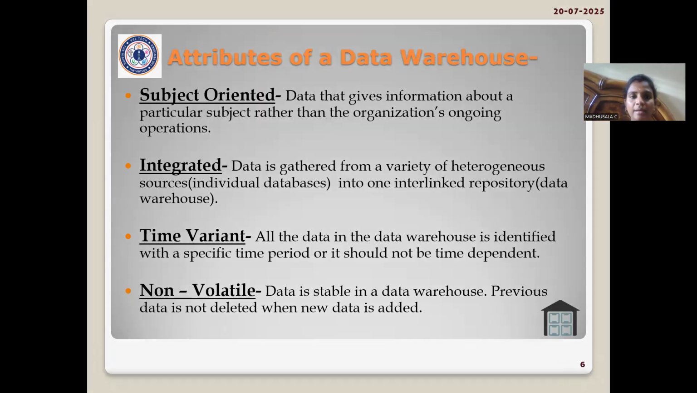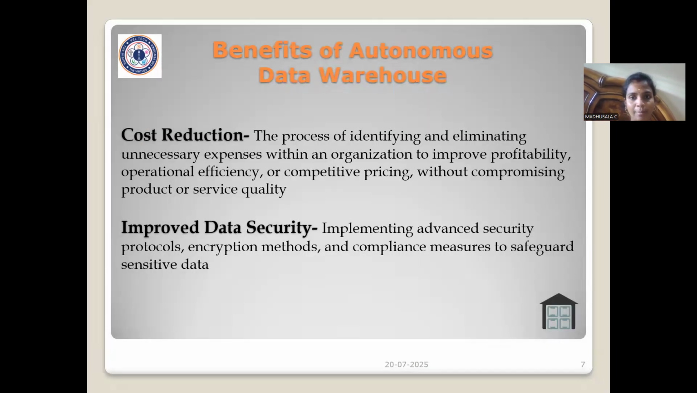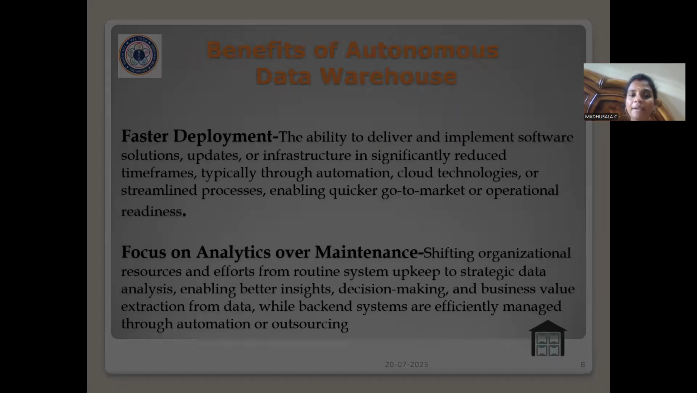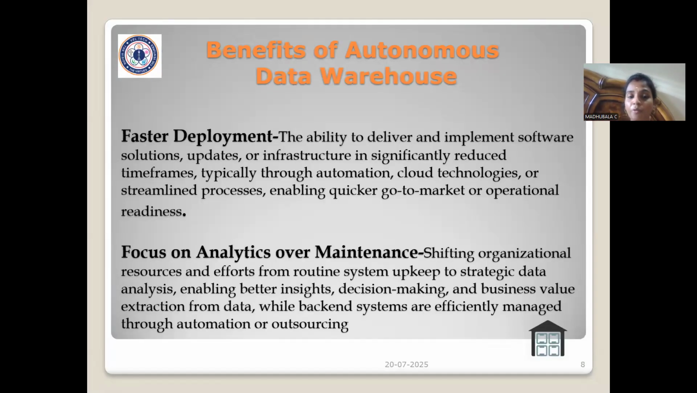The next thing is the benefits of autonomous data warehousing. Autonomous means it is self-managing, self-estimating, self-preparing, which is called self. It can be stored by itself. Here the benefits are cost reduction, improved data security, faster deployment, and focus on analytics over maintenance.